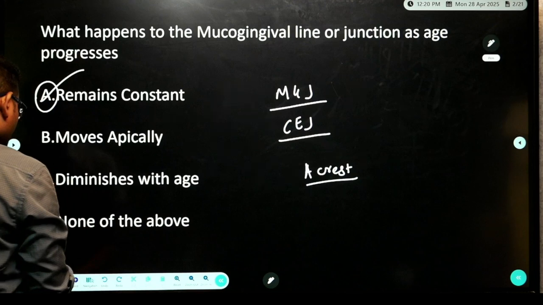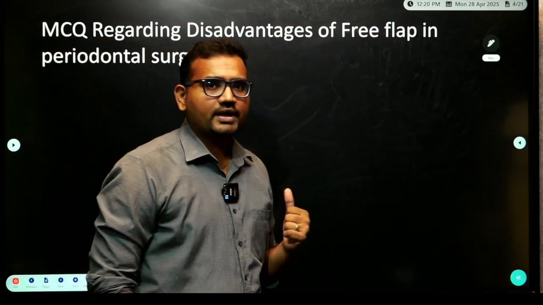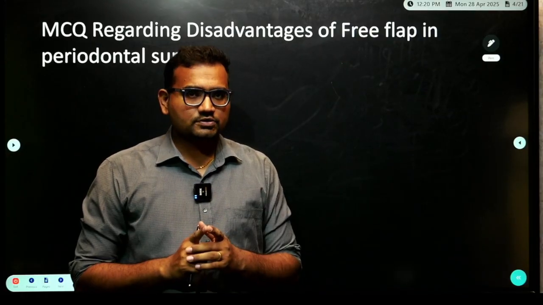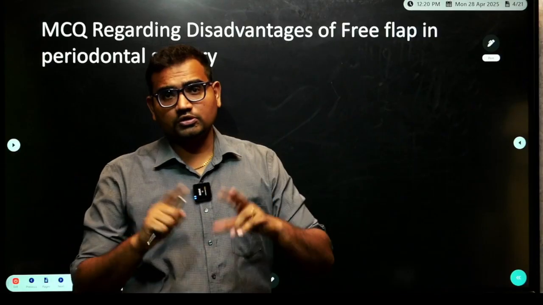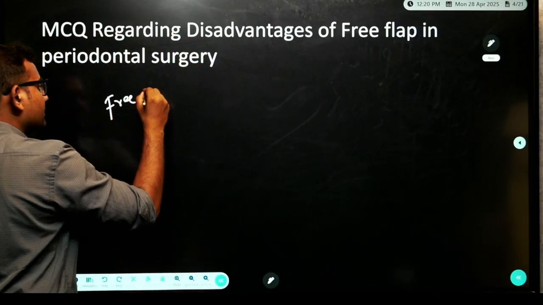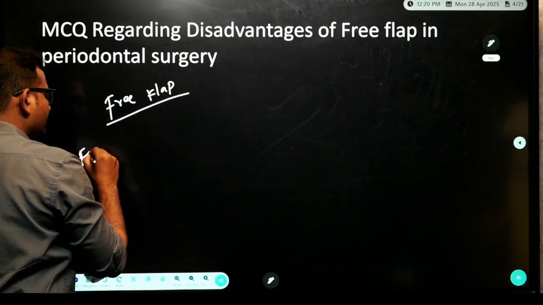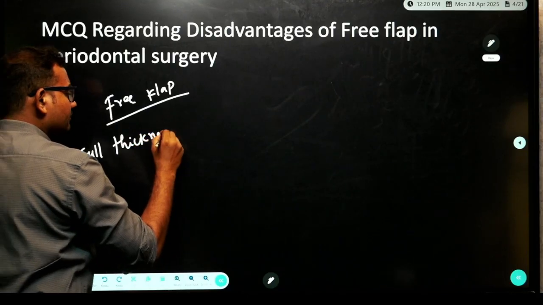Now moving on to the second question. There was a question asked regarding the free flap. I'll tell you two terminologies: free flap and free gingival graft. Both are different. If the question was regarding free flap, it simply refers to a full thickness mucoperiosteal flap. A full thickness mucoperiosteal flap.